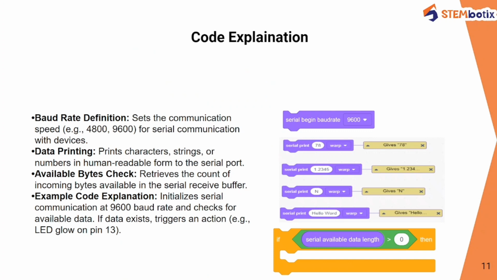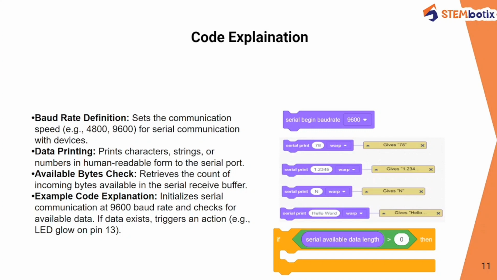So here are some code explanations. Actually, the baud rate definition. Let's see the baud rate definition as I mentioned below. It sets the communication speed, which as I mentioned is 9600 by default, but we can also use 4800, and another number, 115200. So normally we use these three types of baud rate: 4800, 9600, and 115200.